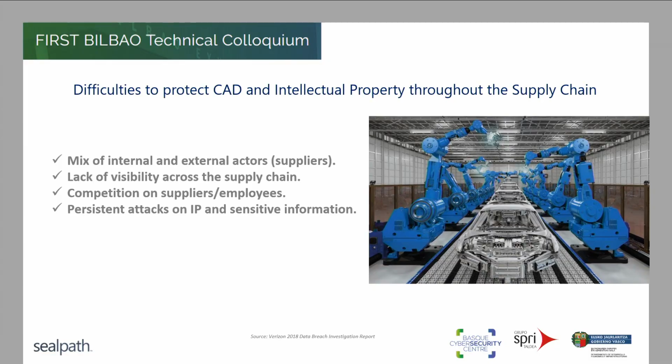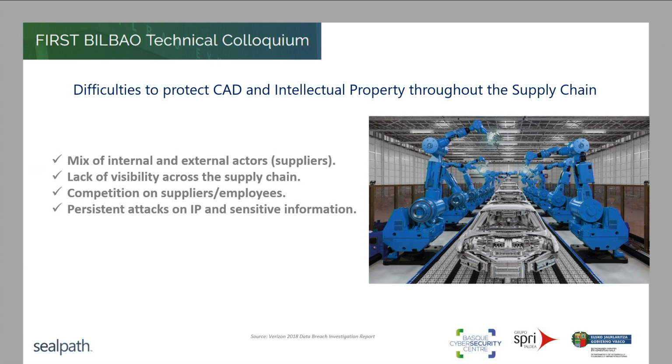Which are the difficulties of protecting this kind of information in the industrial sector, in the supply chain? As I said at the beginning, there is a mix. You are not alone in the company. You can protect your company with firewalls, etc., but you have to see that the information can be at your suppliers, so they can be working with your CAD files, with your guides, etc.